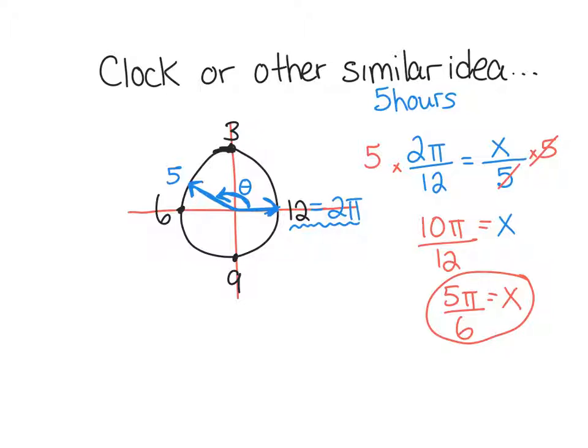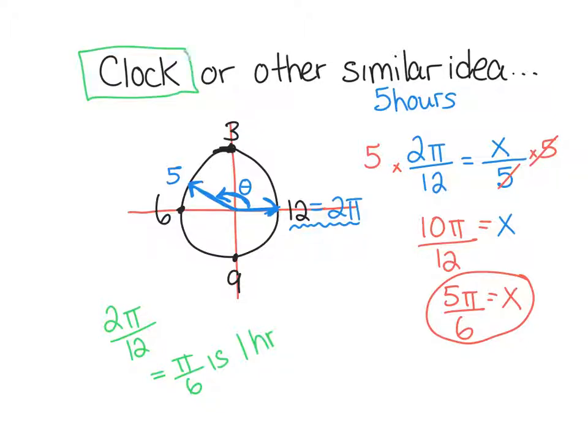Or alternatively, you could calculate this a totally different way. You could figure out how long 1 hour is. So you know that 12 hours is 2 pi. So why don't you just divide 2 pi by 12? Then I know pi over 6 is how far 1 hour is. So if I want to go 5 hours, I just multiply pi over 6 by 5 and I get 5 pi over 6.